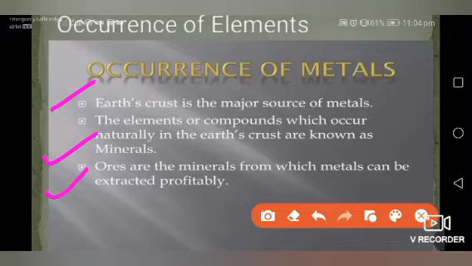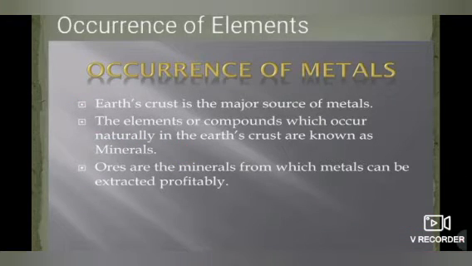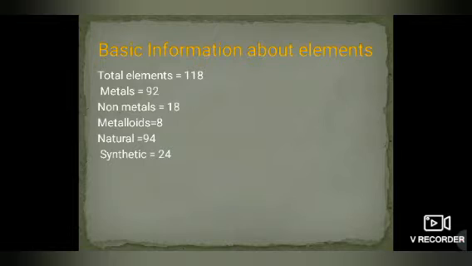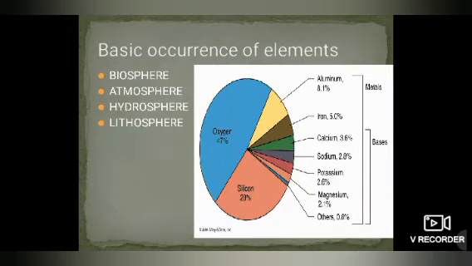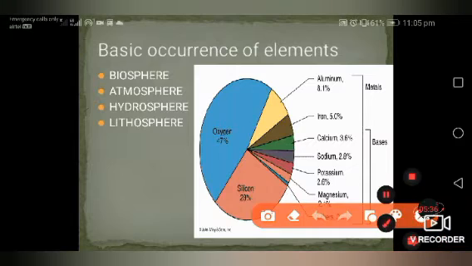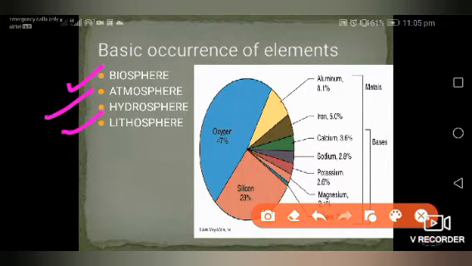The rest of all elements are found in the form of minerals. Okay, from minerals then we can extract the metals. That extraction of metals from mineral is called ore. So basically, the basic occurrence of the elements we are talking about, where elements can be found. They can be found in the biosphere, atmosphere, hydrosphere, and lithosphere. So in detail, let's discuss.